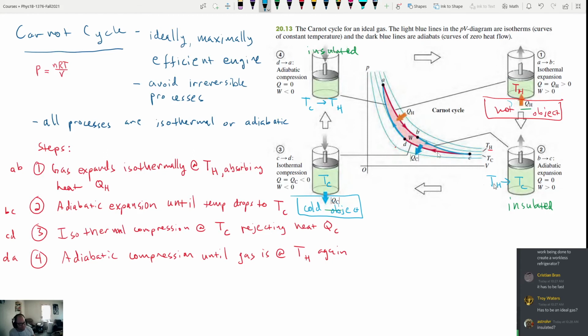You then take it away from that and insulate it, and now adiabatic expansion occurs, and it cools, right? And then you put it in contact with a cold object, and now it compresses because there's this cold reservoir that it can work with. And then you insulate it again, and now adiabatic compression occurs. All of that information is just missing from this explanation.